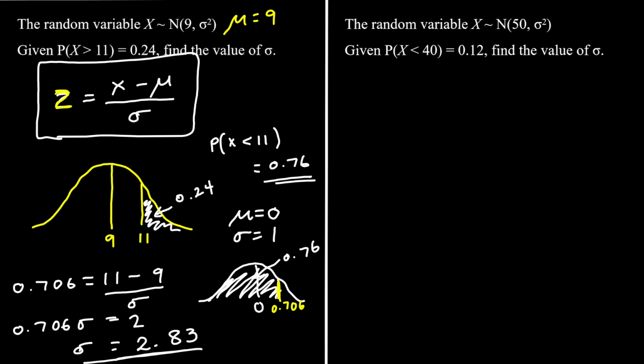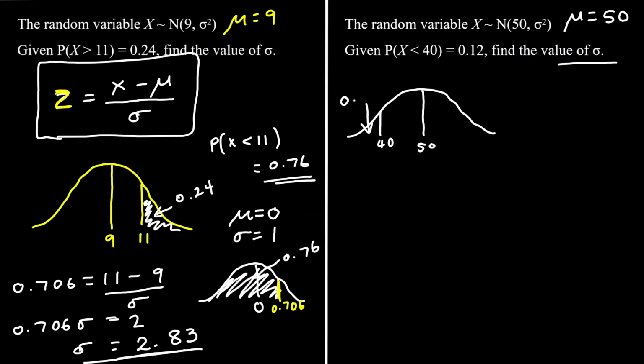And one question for you to try, see if you can give it a go. So again, we've got a normal distribution. We've been given the mean, which is 50, and we need to work out the standard deviation. The probability that x is less than 40 is 0.12. So 40 is here, the mean is 50, and this area is 0.12. We're going to standardize it. We're going to use our standard normal, and we're going to use the formula z equals x minus the mean divided by standard deviation. So that's our formula.